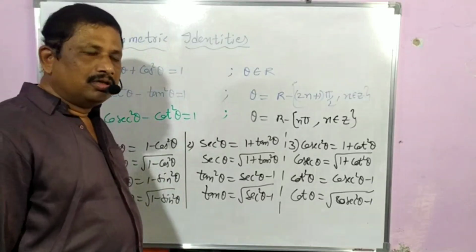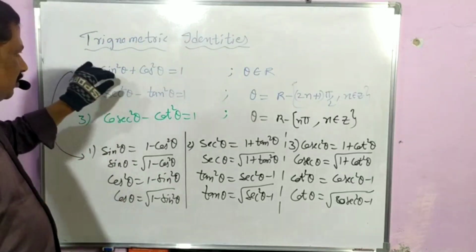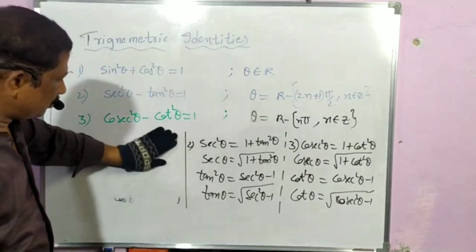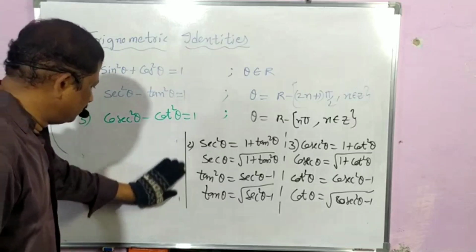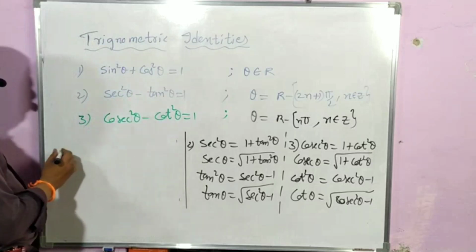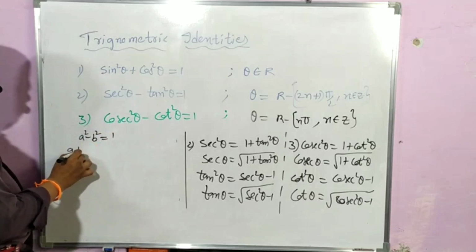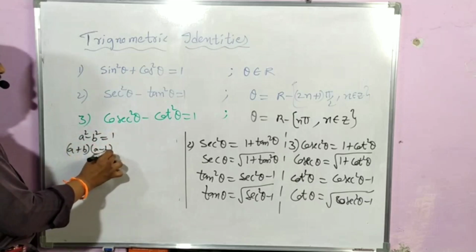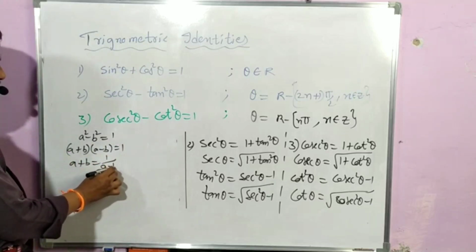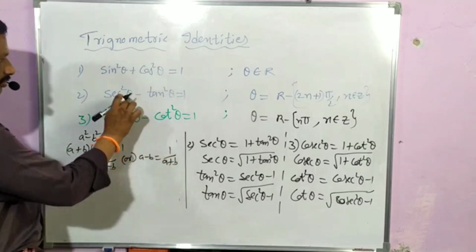Any doubt? Next, another form of these identities we will write. Except the first one, these two we can write in other forms. See, the a square minus b square form: a square minus b square is equal to 1, so (a plus b) into (a minus b) is equal to 1. So we can write a plus b is equal to 1 by (a minus b), or a minus b is equal to 1 by (a plus b).